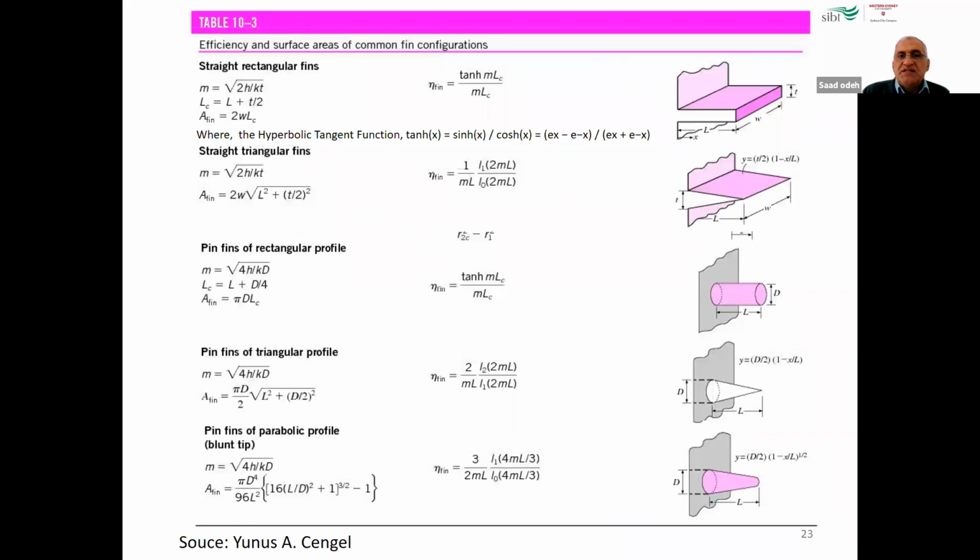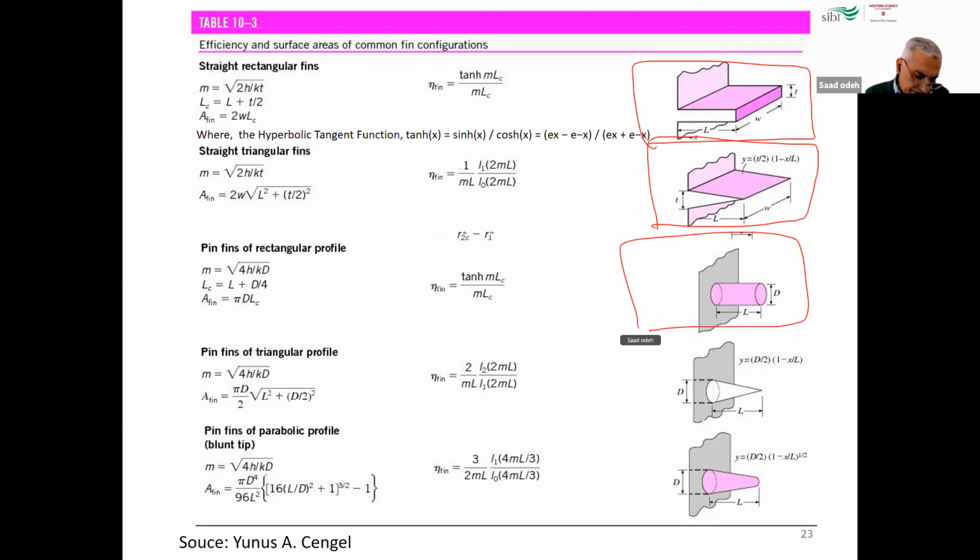So this is the table that you need to use. Again, this table will give you the efficiency of each type of fin. With different fins, for example, this type of fin, the rectangular fin, triangular fins like this one, or cylindrical fin, or other types of fins, such as the conical type or other types.